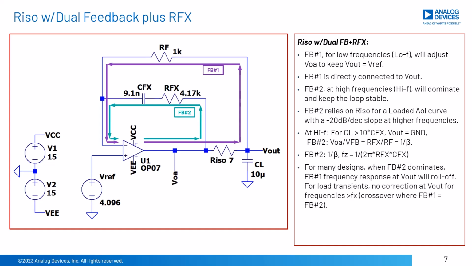For many designs, where FB number 1's and FB number 2's 1 over beta intersect at Fx, FB number 2 will often dominate, and there will be no correction of errors at V out through FB number 1. The design goal is to set Fx as high as possible within the limitations of making the circuit stable.